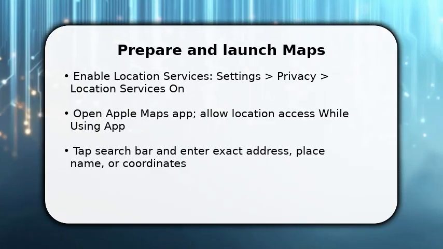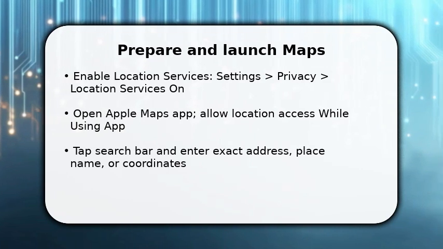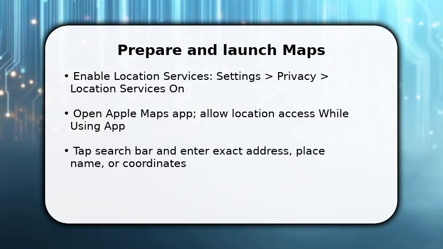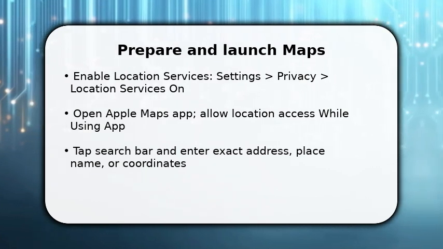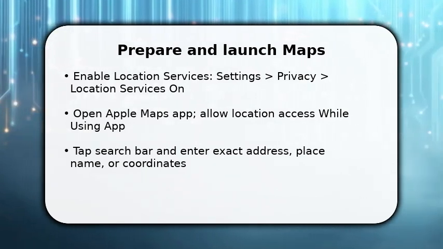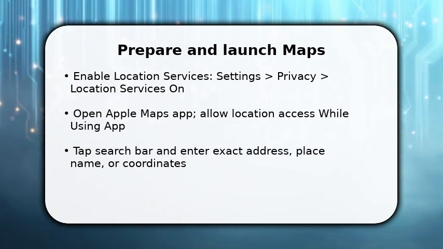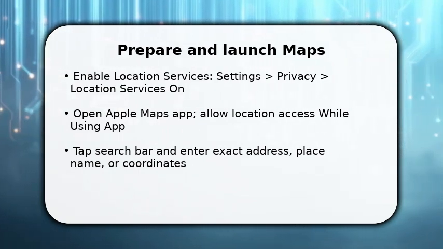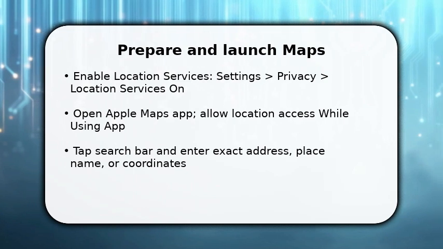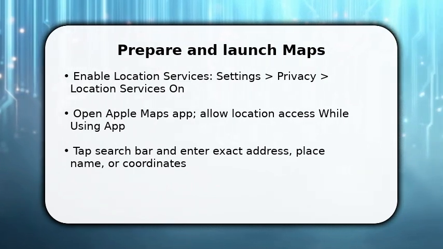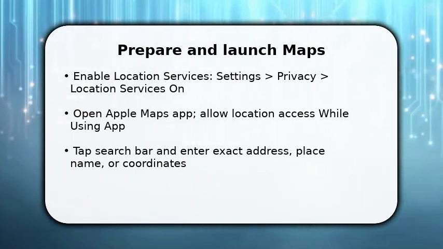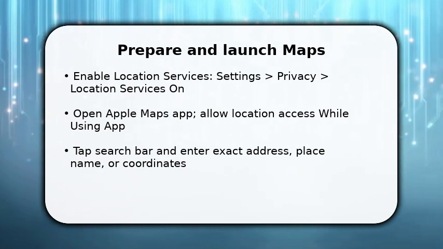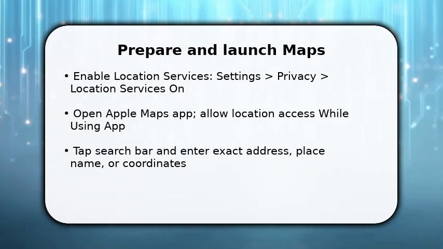You're starting with essentials. Turn on location services and open Apple Maps so it can pinpoint you accurately. Once done, give the app permission while using app and tap the search bar. Type the address, place name, or coordinates directly. This is faster and avoids guessing. Make sure the device has a clear view of the sky for GPS if possible. After search results appear, select the correct match. This begins the routing process and sets up the next actions.